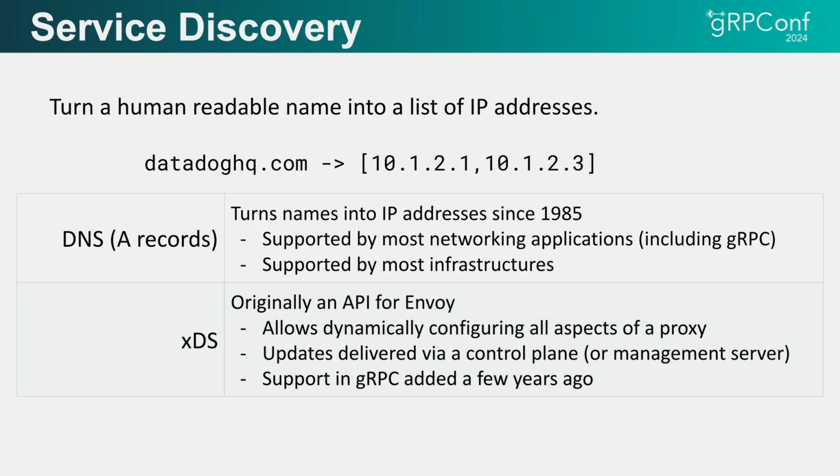xDS is an API originally created for Envoy, and it has a very rich set of features. So in a way, you can think of it as a replacement for DNS with a lot more features. In the last few years, gRPC added support to do service discovery directly through xDS.